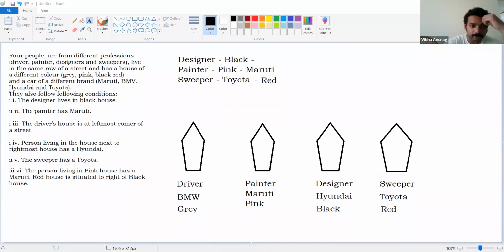And 26, which of the following pairs is correct? So choose the correct one. Hyundai designer should be black, so A is wrong. BMW should not be designer, it should be driver, so that's wrong. Maruti painter gray should be pink, so that's also wrong. Toyota sweeper red is correct. So 26 is also D.